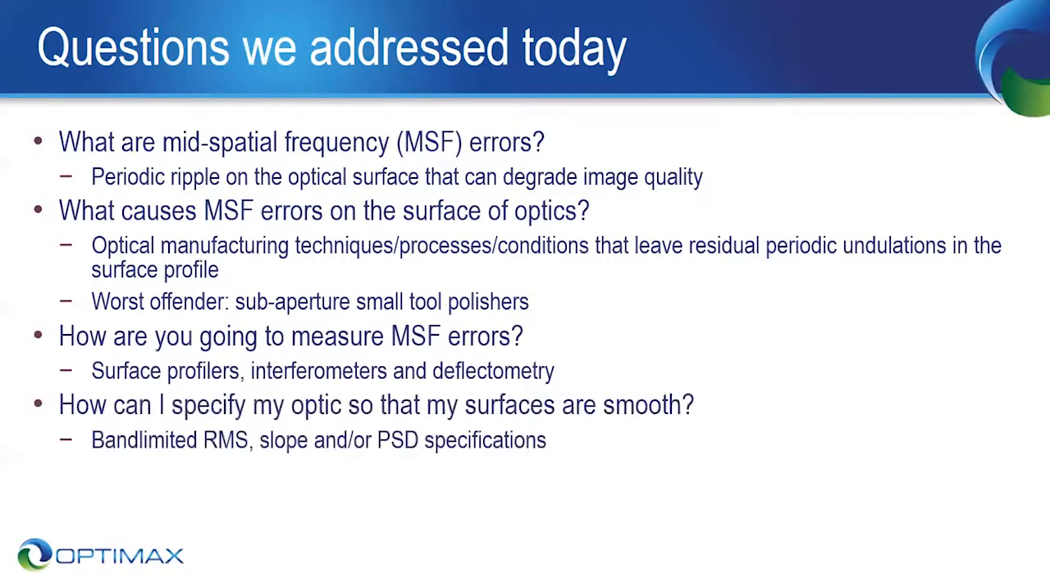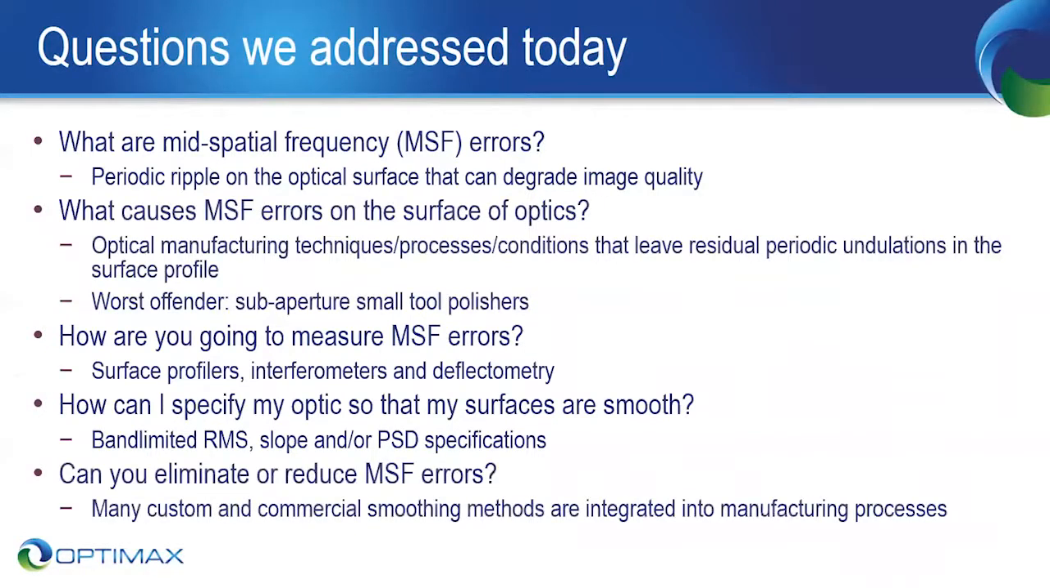How can I specify that my optic surfaces are smooth? You can use band-limited RMS, slope, and or PSD specifications, all put on your drawing with ISO 10110 as a guideline. And can you eliminate them? Yes, there are many custom and commercial smoothing methods that are integrated into the manufacturing process.